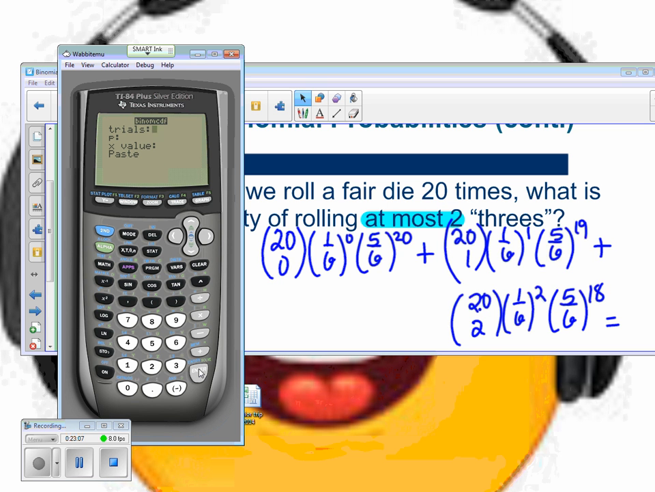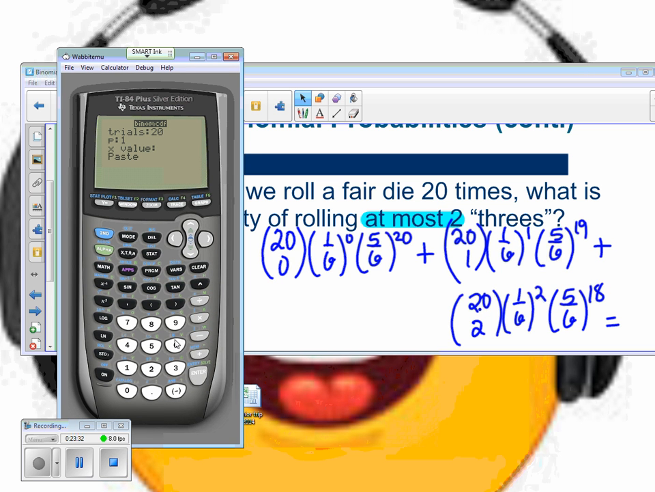It's going to ask us some questions. It only asks us these questions if you have the newest operating system. Older operating systems, this screen did not pop up. So we've come a long way, which is nice. We're going to plug in the number of trials. This is just our n. Our n is 20. P is the probability of success, which we know to be 1/6, 1 divided by 6.